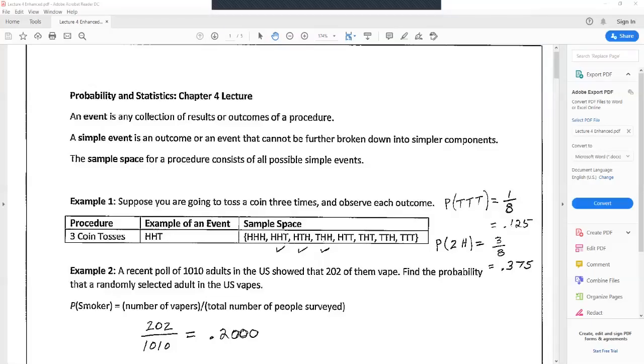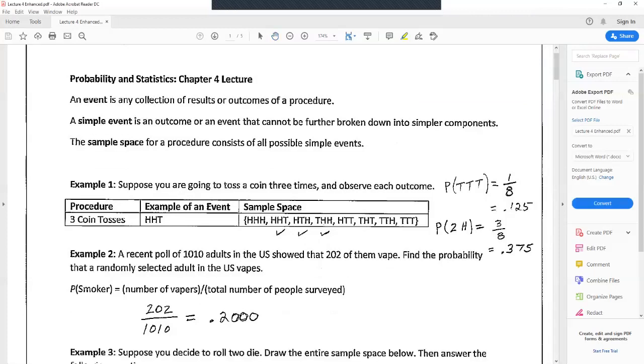So this lesson is going to serve as an overview of the Chapter 4 lecture. And as with most lectures, we usually start off with a new set of vocabulary words, and we have three here right at the beginning.